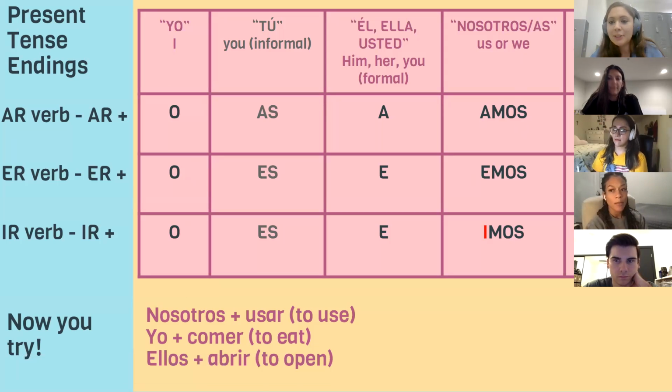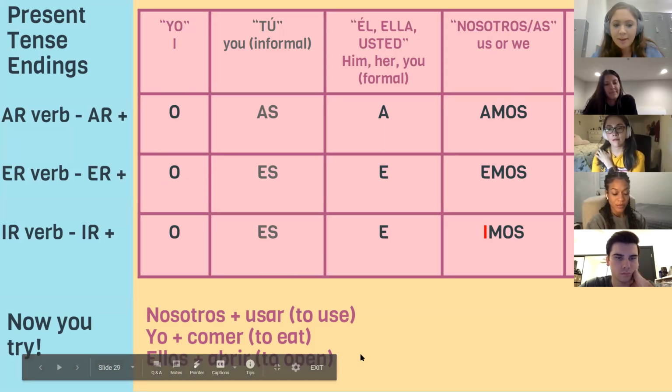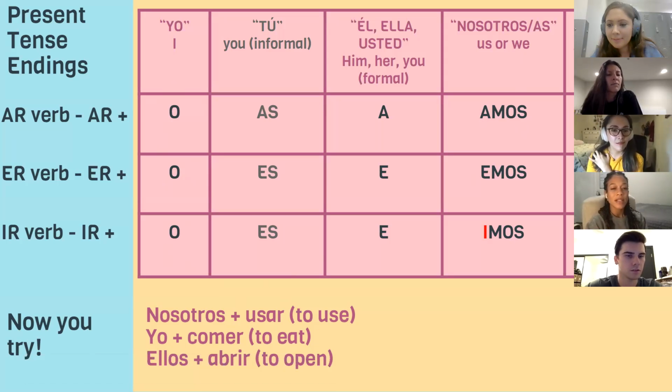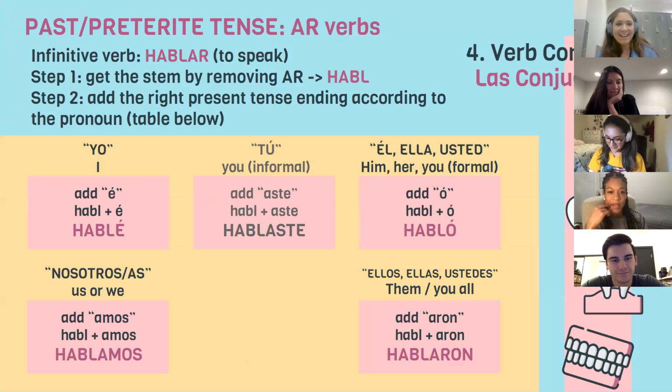Now let's do the second example. Yo como. Perfect. Yo, and because it's the O, just keep it all the same, which is good. Now the third sentence. It's a little covered. Okay, now it's there. Ellos abren. Perfect. Great job. Now let's go over the past.